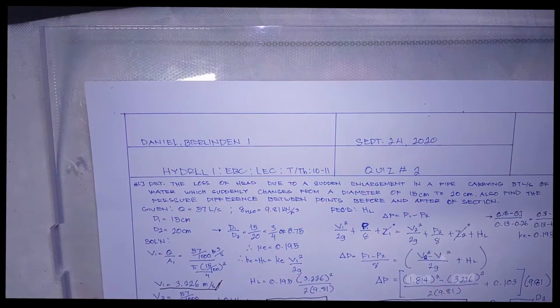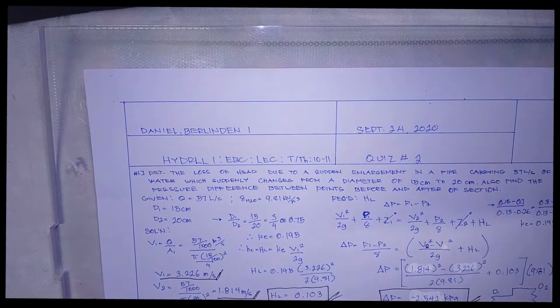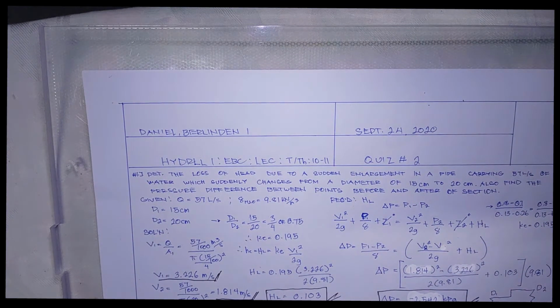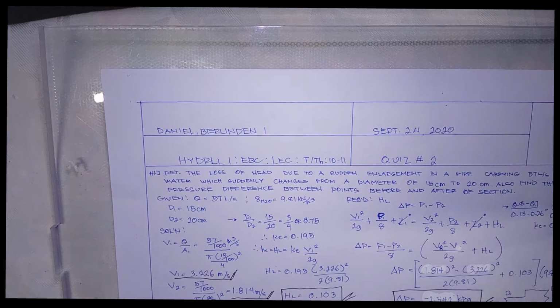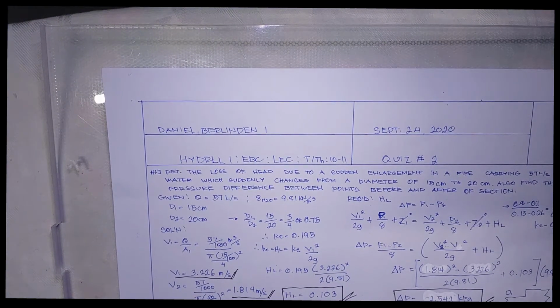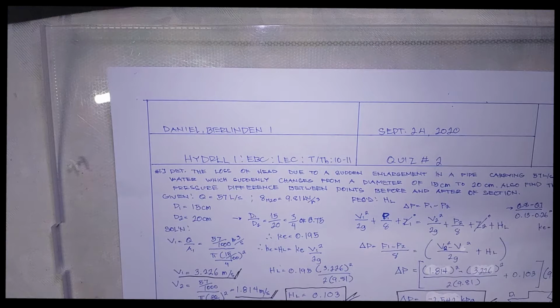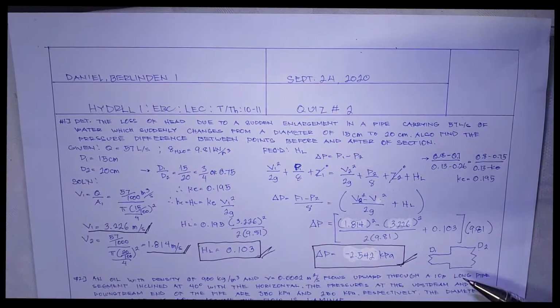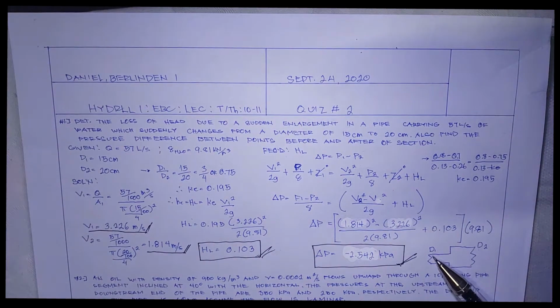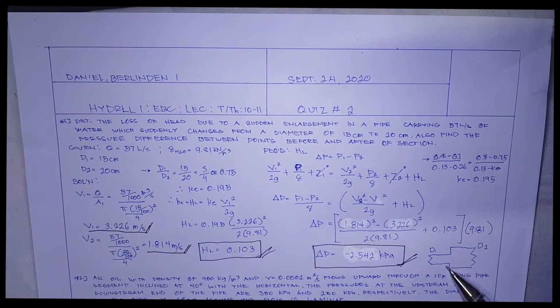Quiz number 2. So the first problem, determine the loss of head due to a sudden enlargement in a pipe carrying 15 liters of water which suddenly changes from a diameter of 15 cm to 20 cm. Also find the pressure difference between points before and after of section. So this is the figure, the D1 and D2 and the sudden enlargement of the pipe.